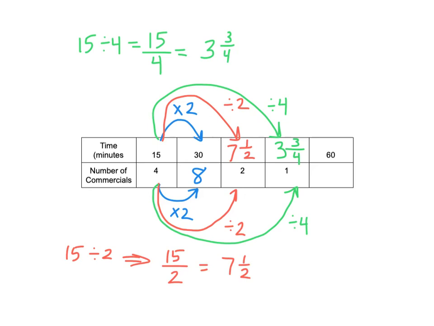All right, and then we have our last entry in the box, which is 60. And I think the easiest connection is to go from 30 to 60, but you could have done 15 as well. So times by 2, and we get 16.